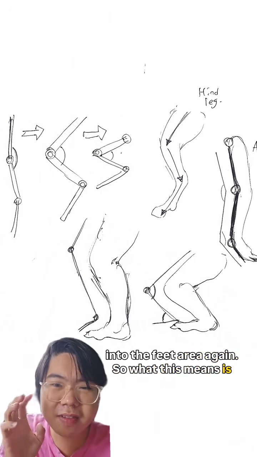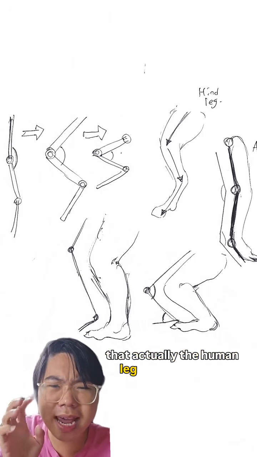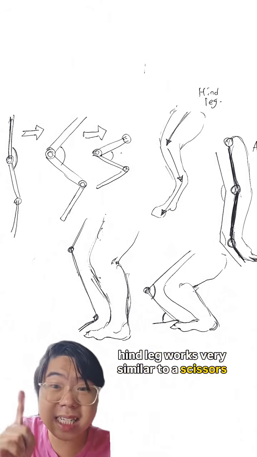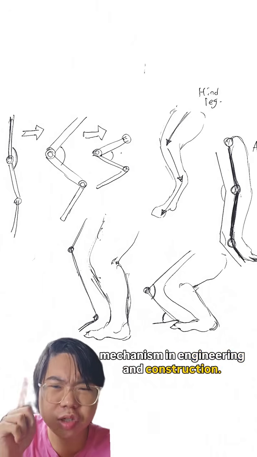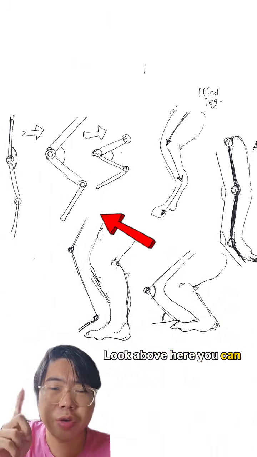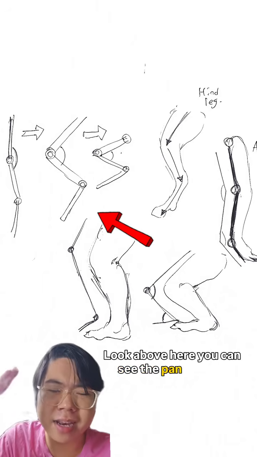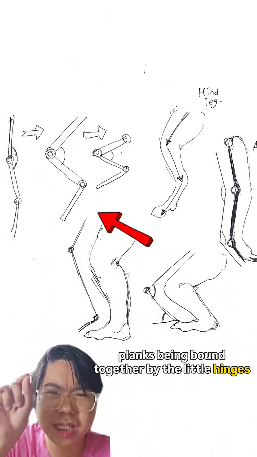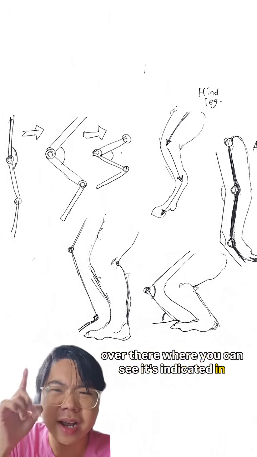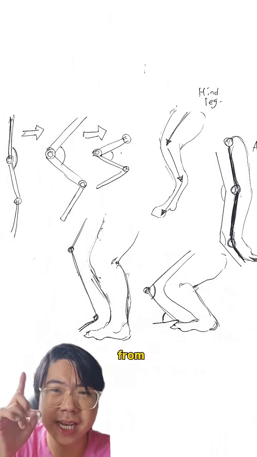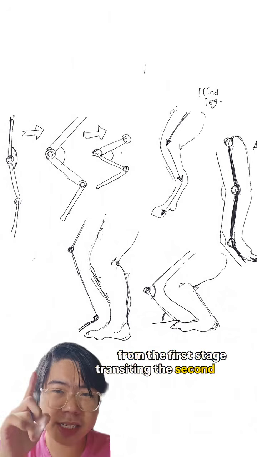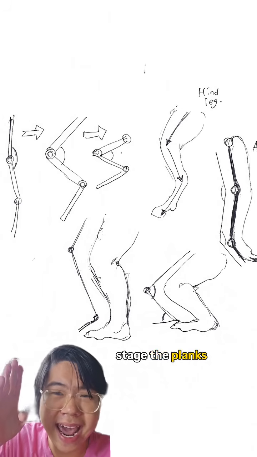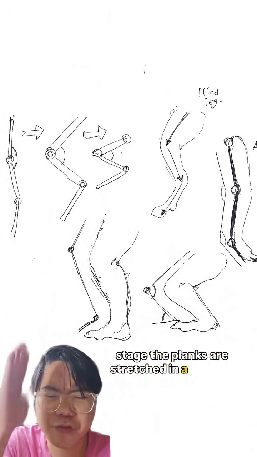So what this means is that actually the human leg and the horse's hind leg work very similar to a scissors mechanism in engineering and construction. Look above here, you can see the panels and the planks being bound together by little hinges over there, where you can see it indicated in the 3-stage transformation process, from the first stage transiting to the second stage to the third stage, whereby at the first stage the planks are stretched in a vertical direction.